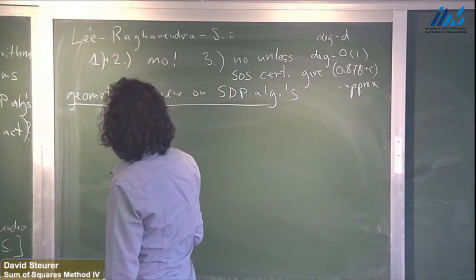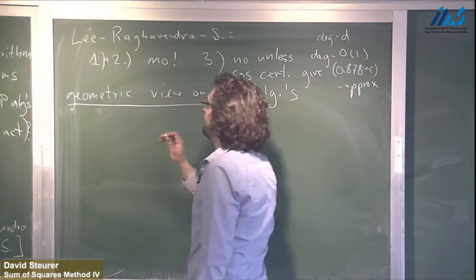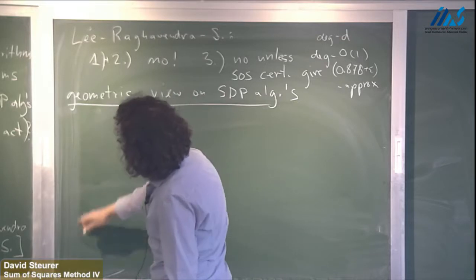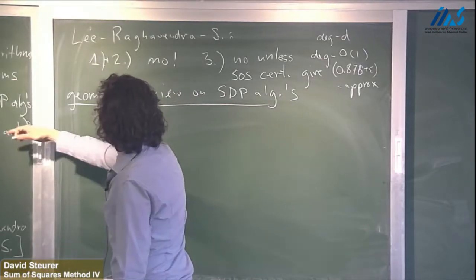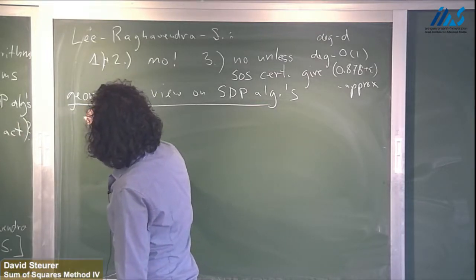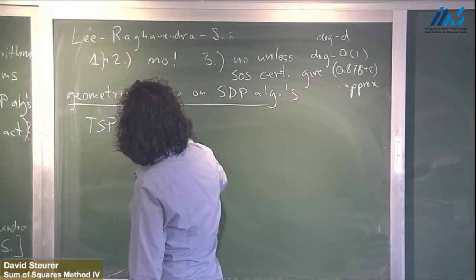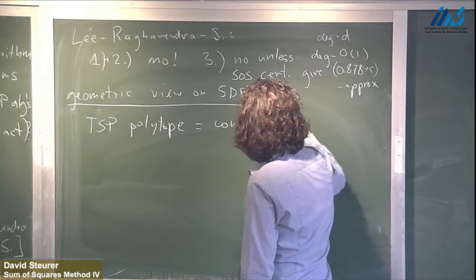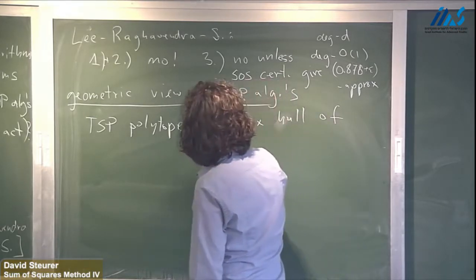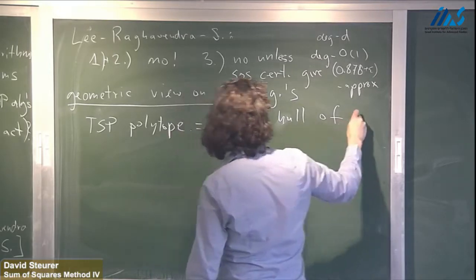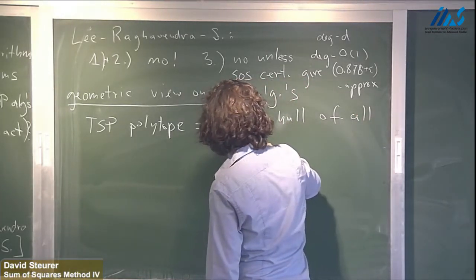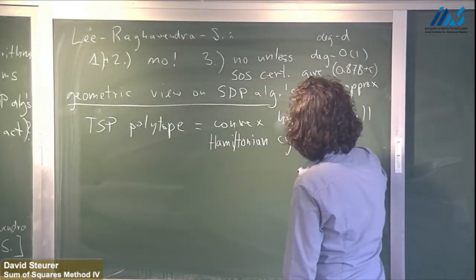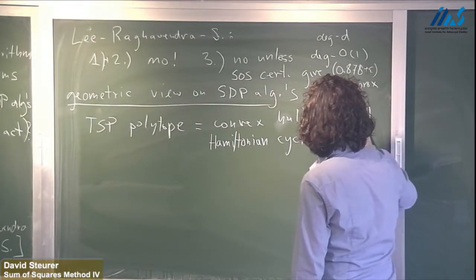Associated with the traveling salesman problem, it's actually not so important. If you don't know what the traveling salesman problem is, never mind. It will stay relevant only for this duration of the board. It turns out that the traveling salesman problem is related to a polytope, a traveling salesman polytope. This is the convex hull, all convex combinations of all Hamiltonian cycles of the complete graph on n vertices.